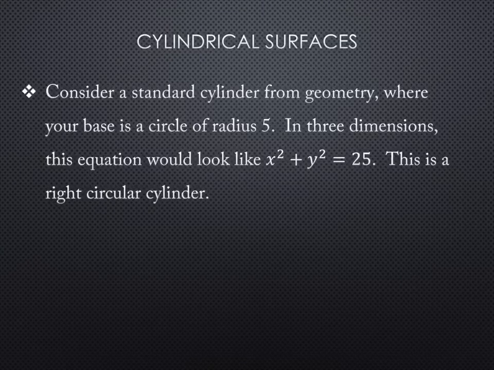So the first one we're going to talk about is fairly boring compared to some of the other ones. It's cylindrical surfaces. So we're going to consider our standard cylinder from geometry, where your base is a circle of radius 5. In 3 dimensions, this would look like the equation x squared plus y squared equals 25. It would be a right circular cylinder. So imagine a paper towel roll, but it's infinite in terms of its height and length, right? It's infinitely long. Or a pole. You can think of it as being a pole.